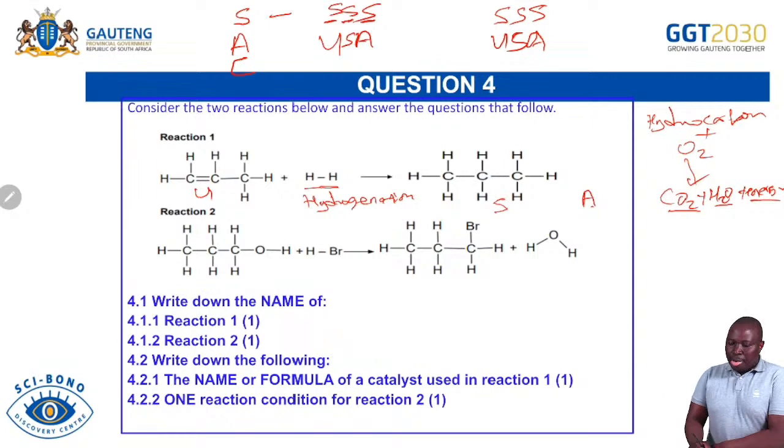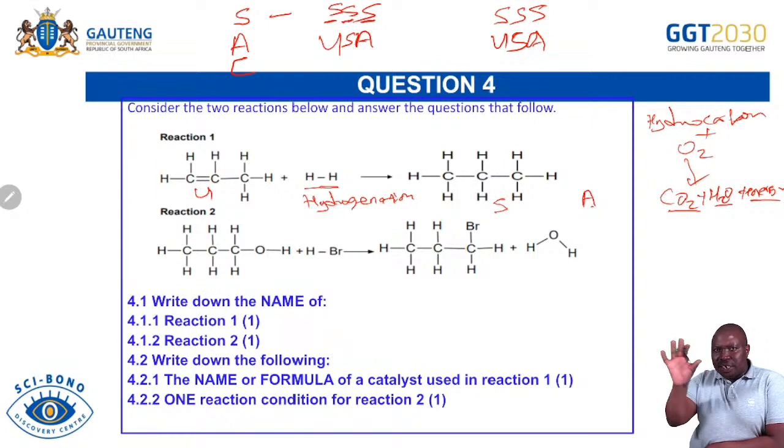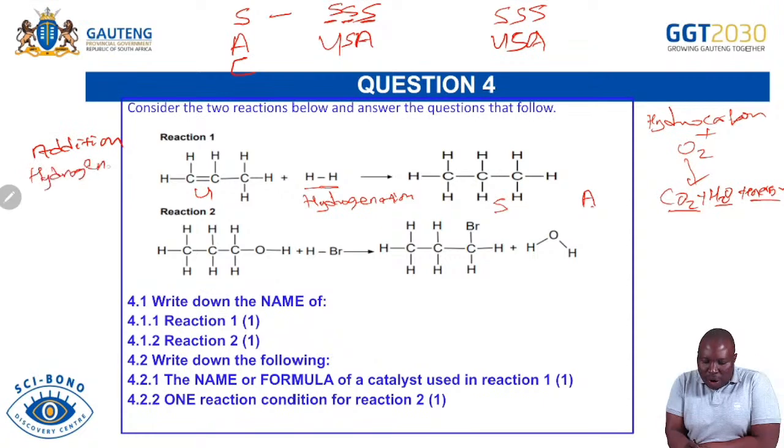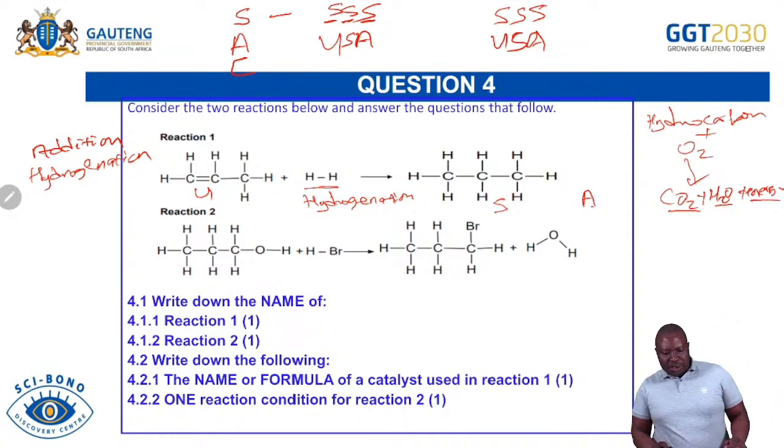So we are saying you must know the general type. The general type of reaction we are saying is addition. The specific type of reaction we are saying is hydrogenation. Why do we call it hydrogenation? Because we are adding hydrogen. And then you can see the two hydrogens are added there on the double bond. Each will go to the two carbons that are having a double bond there.